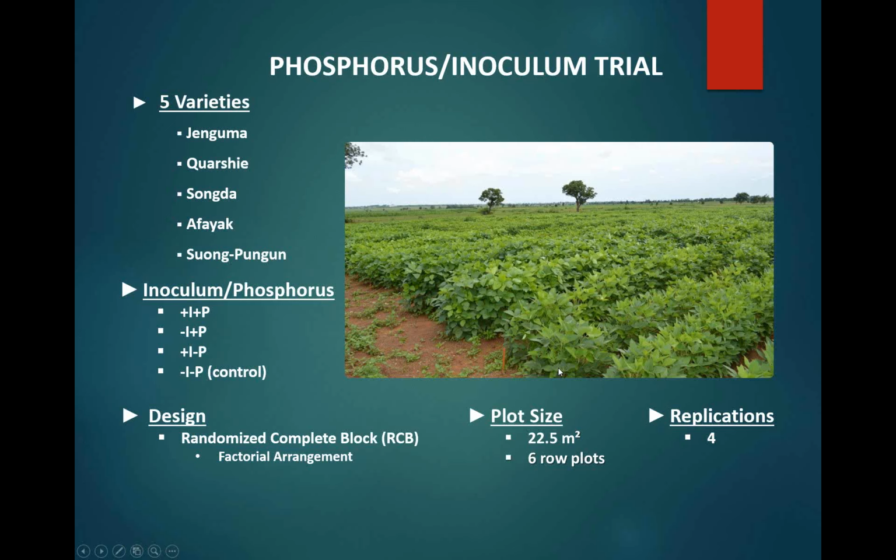For the phosphorus inoculum trial, we used 5 varieties, and again, I want us to treat Songpong with caution. We have Janguma, Kwashi, Songa, and Afayak. I had plus phosphorus plus inoculum, minus phosphorus plus inoculum, minus inoculum plus phosphorus, and then the control. The same design, randomized complete block design with factorial arrangement, with the same plot size and number of rows, replicated 4 times.